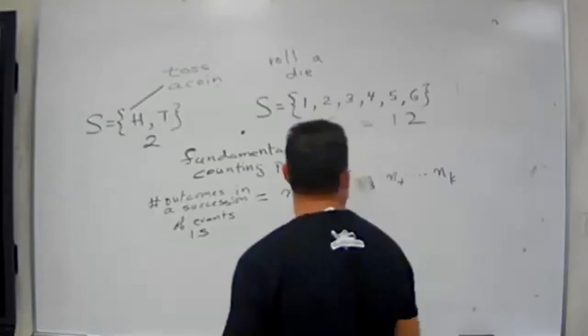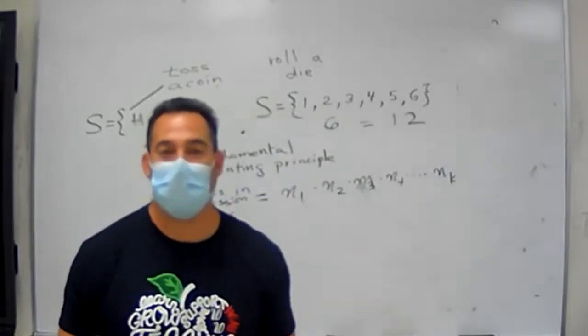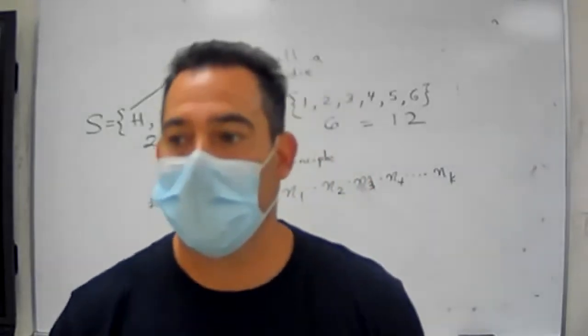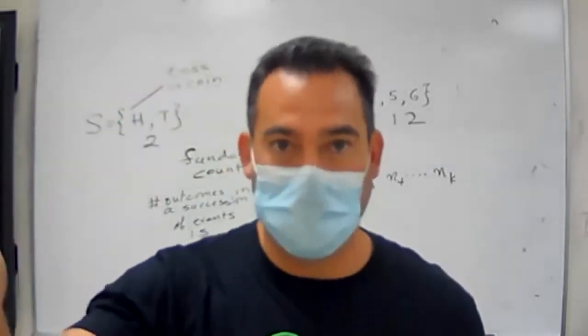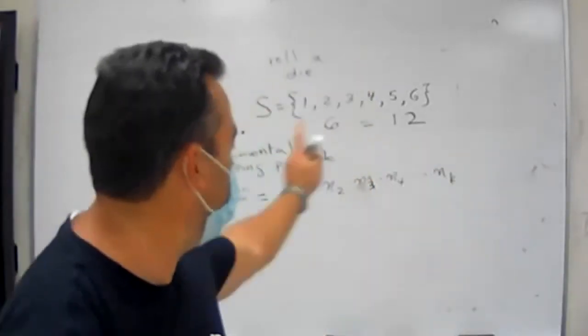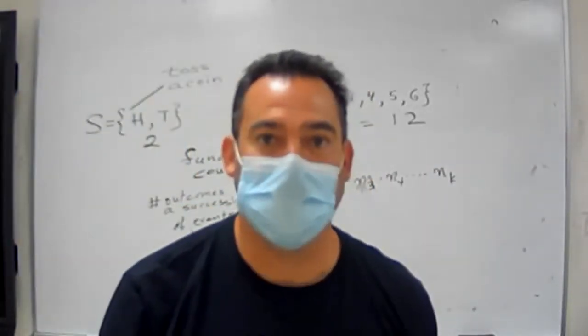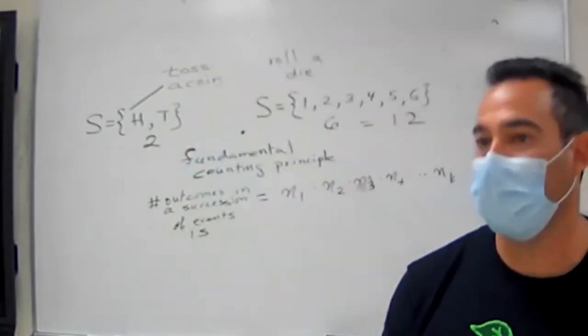I thought k meant like double digits or more than one digit. No, it could be 9. It could be 100. It just means keep going. n1: how many ways can you do the first thing? n2: how many ways can you do the second thing? n3: how many ways can you do the third thing?